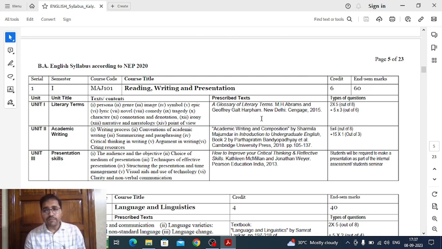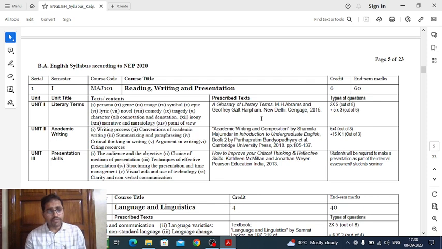Now, as you can see from the types of question provided in this column, the question pattern will be quite different from the CBCS structure. Here you have to answer 5 questions out of 8, each carrying 2 marks, and 3 questions out of 6, each carrying 5 marks, from literary terms. So you will find 25 marks from literary terms: 10 marks of short answer type questions and 15 of medium length questions.